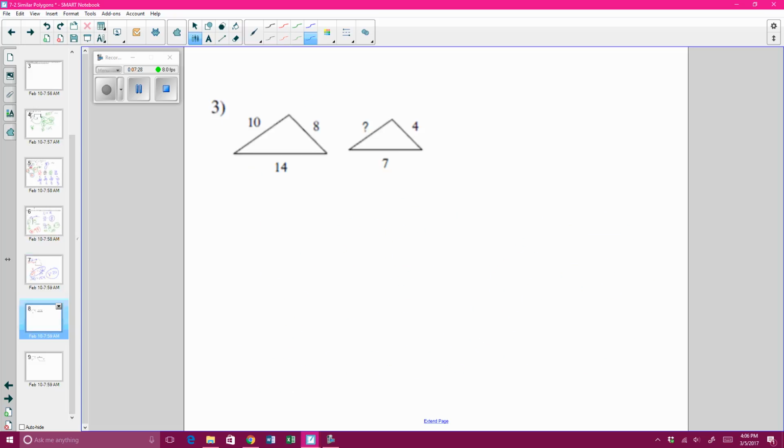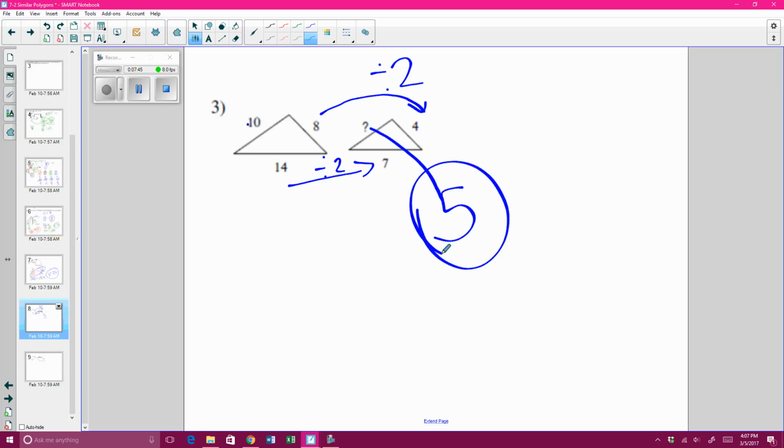Sometimes you don't even need to use the proportion. You could just look at the picture and say, well, how do I get from one triangle to the next? So how do you get from 14 to 7? You would just divide by 2, and from 10 to what would be the same as from 8 to 4, which is again dividing by 2. So that means that 10 divided by 2 has to give you 5.